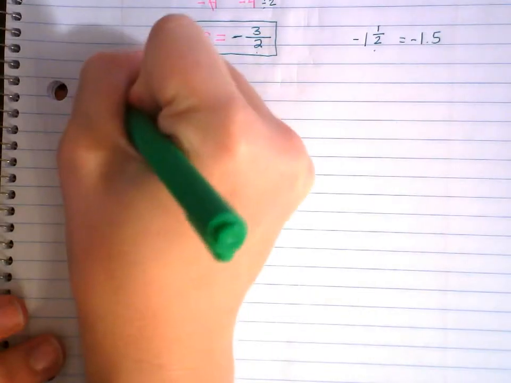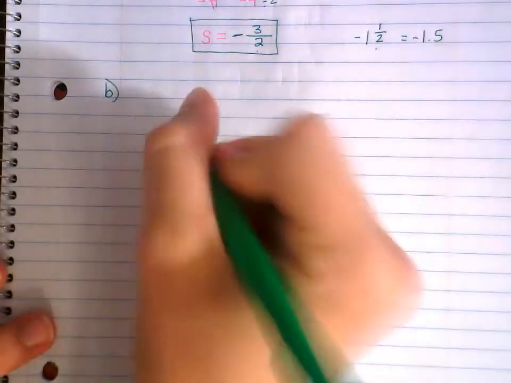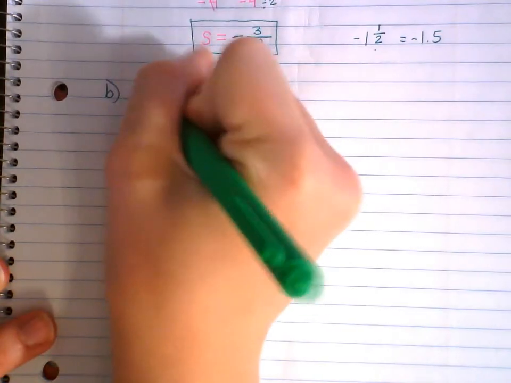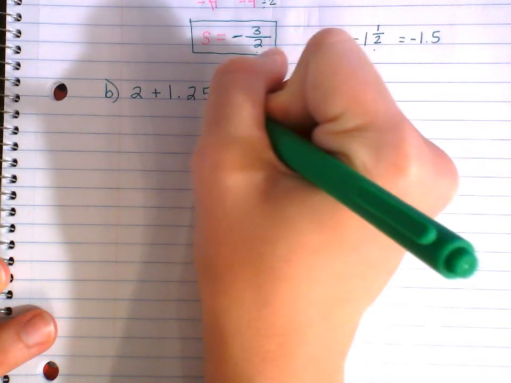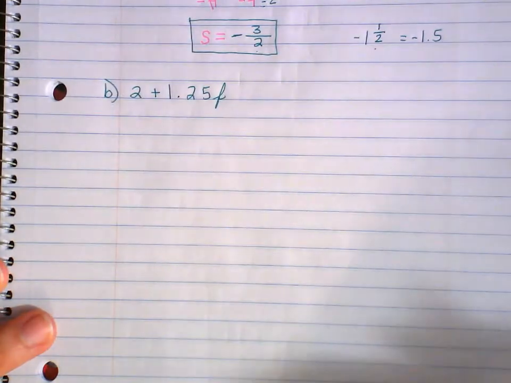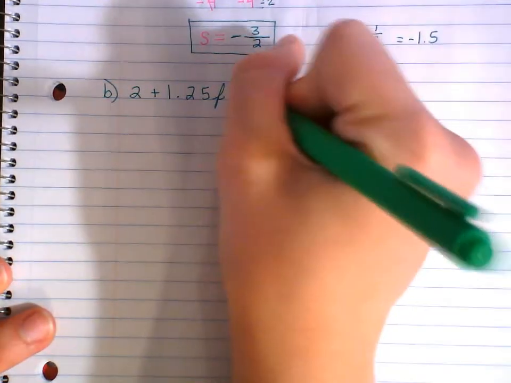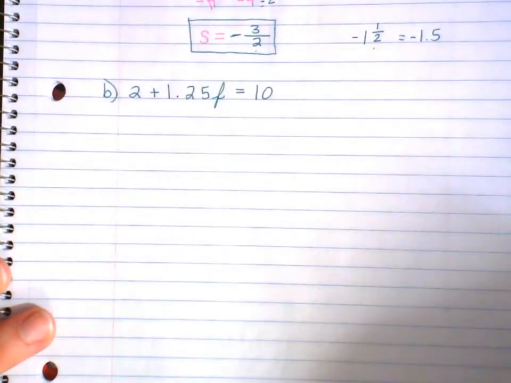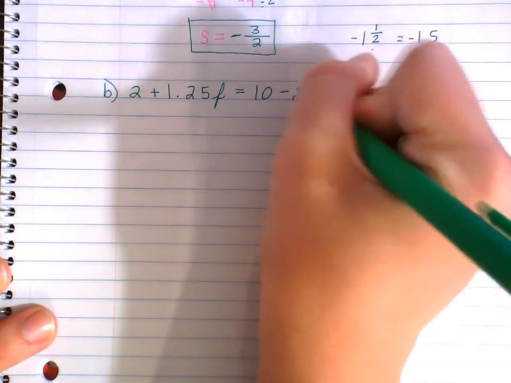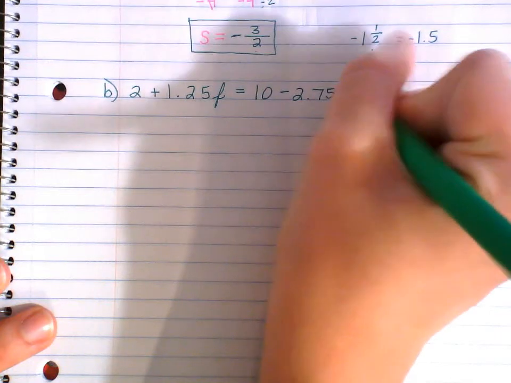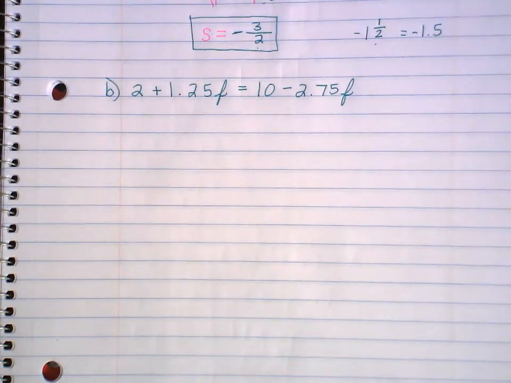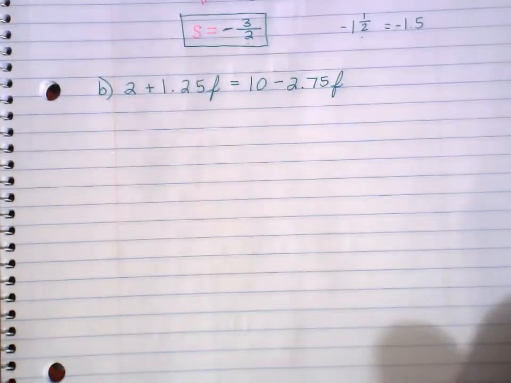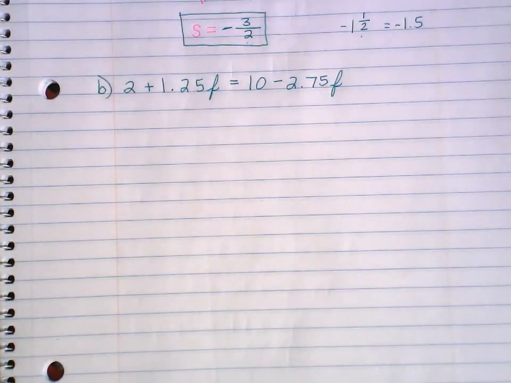B. So another one with decimals. 2 plus 1.25f. That's an F. Sorry. I read in cursive normally, so it just came out. Equals 10 minus 2.75f. Okay, so pause the video and try this one on your own, and then come back and check if you got it right.